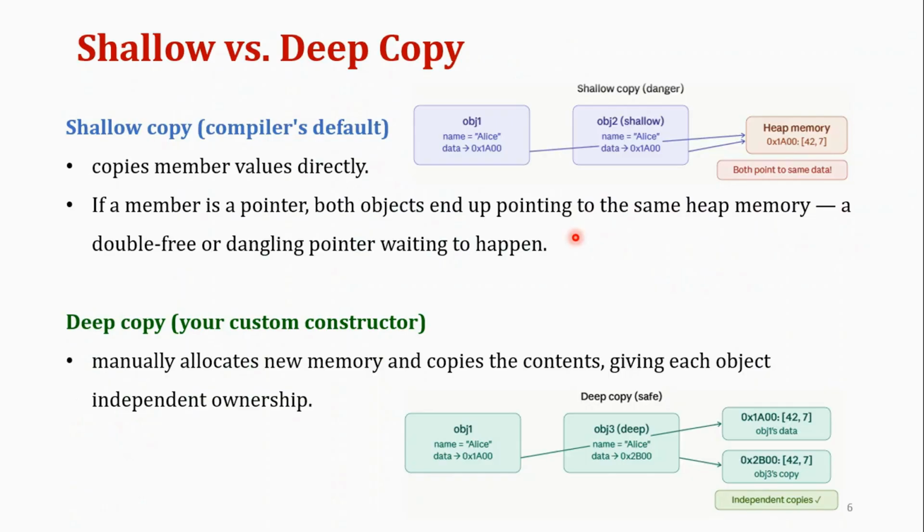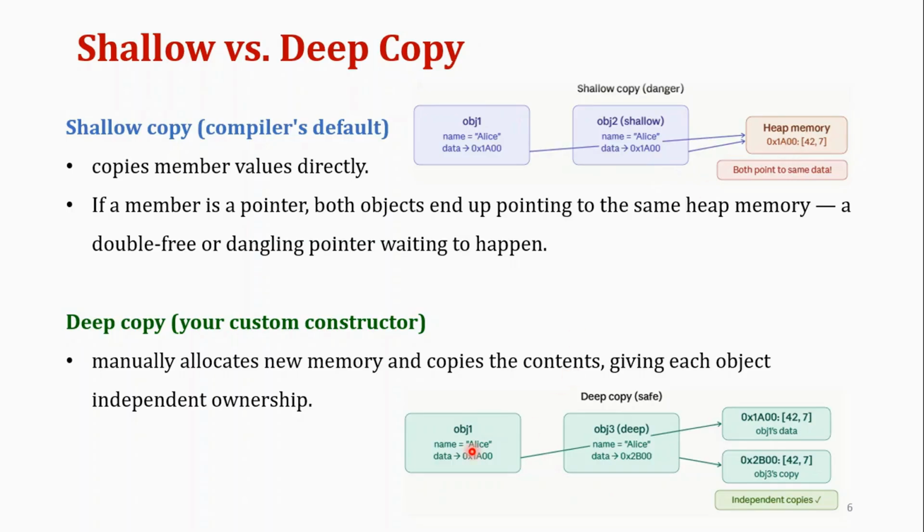So shallow means, check out, one object is already created. obj1 is already created. In a shallow copy, what happens is the second object is created, so both the objects point to the same memory location. So obj1 is the original object, obj2 is the second object. So obj2 also points to the same location. This is called a shallow copy.